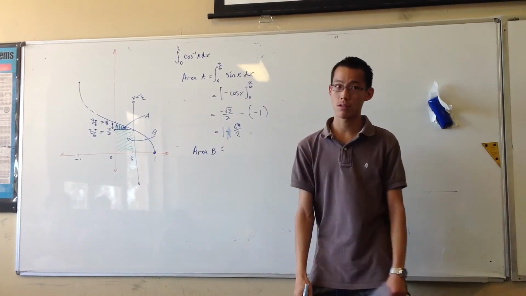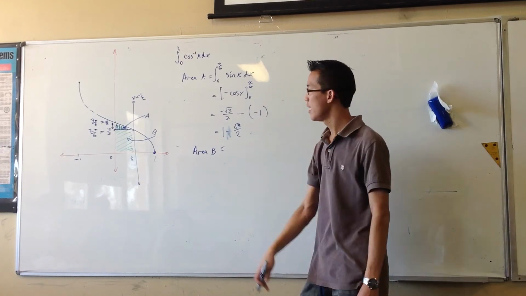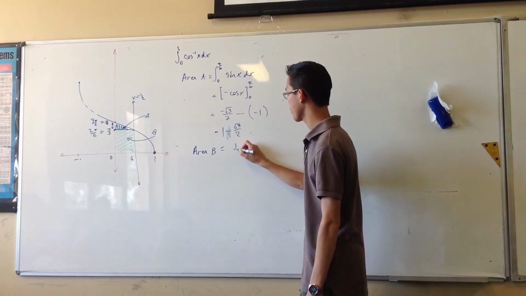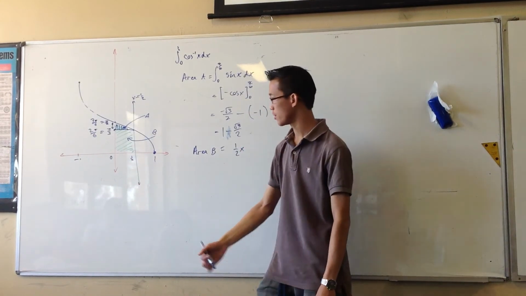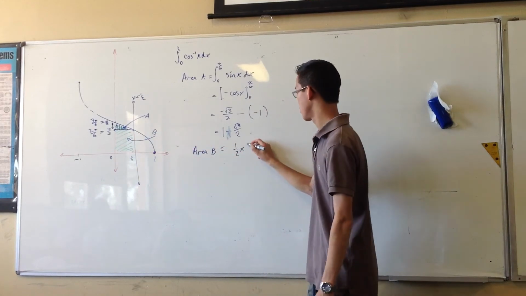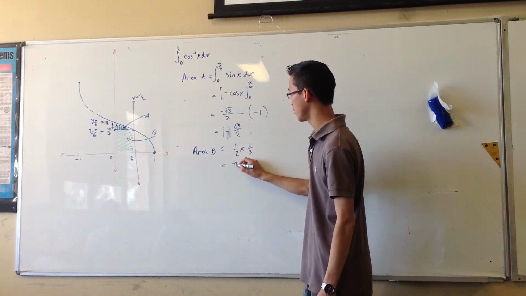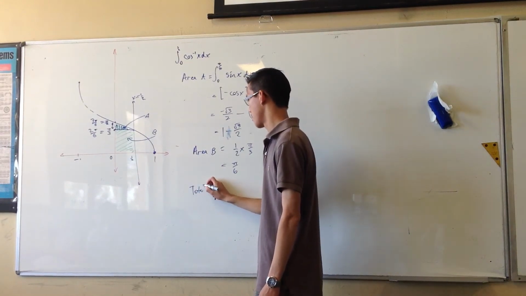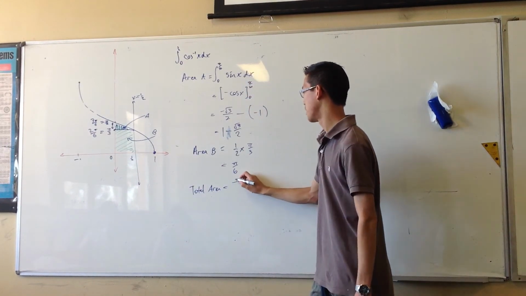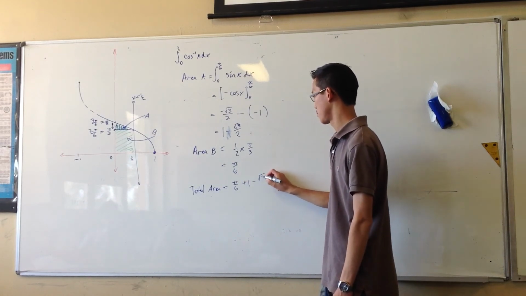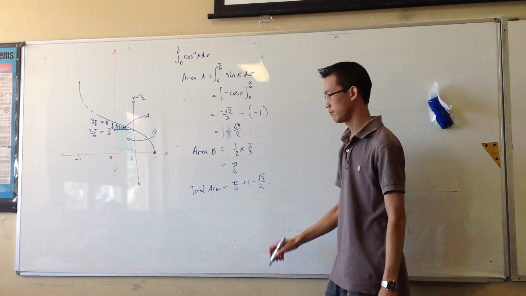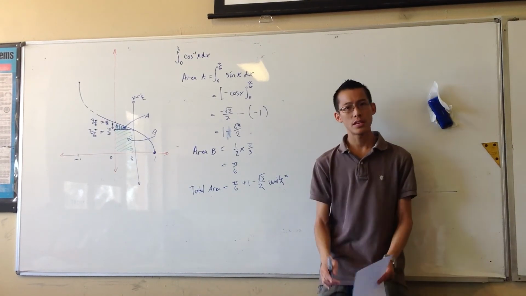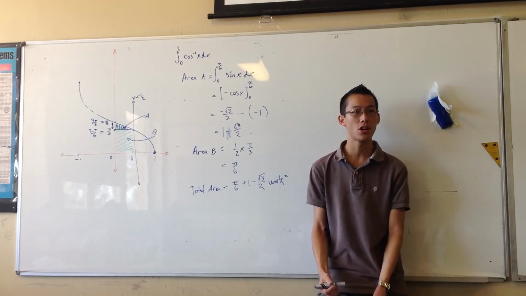It's a rectangle, so what is its width and what is its height? Its width is half a unit. And its height, we already established, is pi on 3. So that rectangle is pi on 6. So therefore, it's weird, but the total area is pi on 6 plus 1 minus root 3 on 2, units squared.